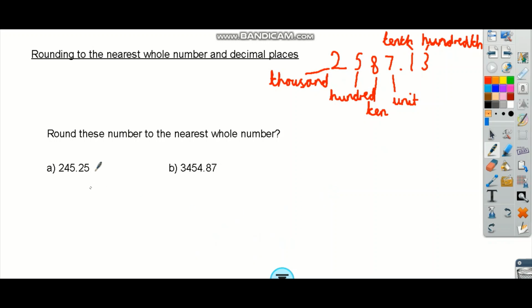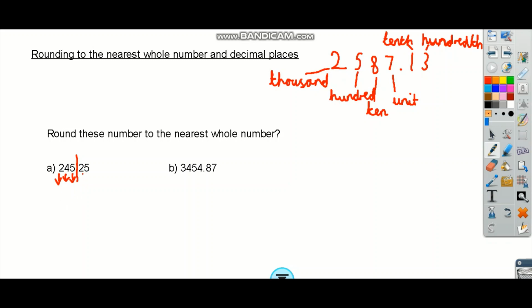Okay, so this is our example question. The question is, round these numbers to the nearest whole number. To round this to the nearest whole number, first you have to put a line through the decimal point. And then we see if the number after the line is bigger than 5 or less than 5. We know that 2 is less than 5. So, we keep 5 the same, 4 the same, and 2 the same.